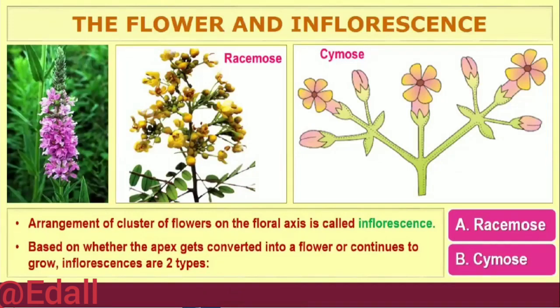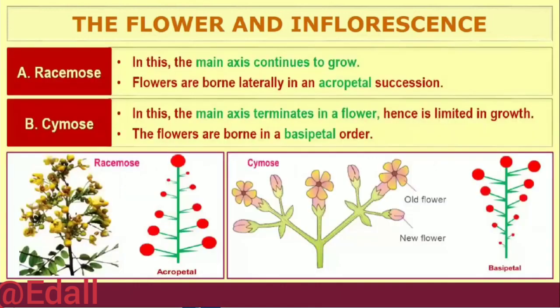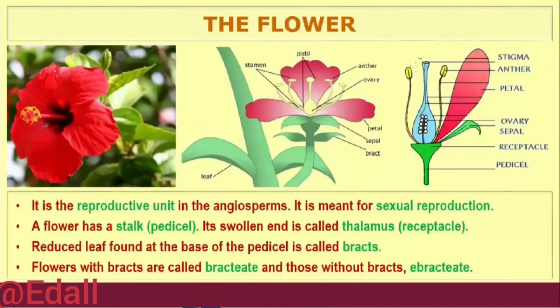Depending on whether the apex gets converted into a flower or continues to grow, two major types of inflorescences are defined, racemose and cymose. In racemose type of inflorescence, the main axis continues to grow, and the flowers are borne laterally in acropetal succession. In cymose type of inflorescence, the main axis terminates in a flower, hence is limited in growth. The flowers are borne in a basipetal order.